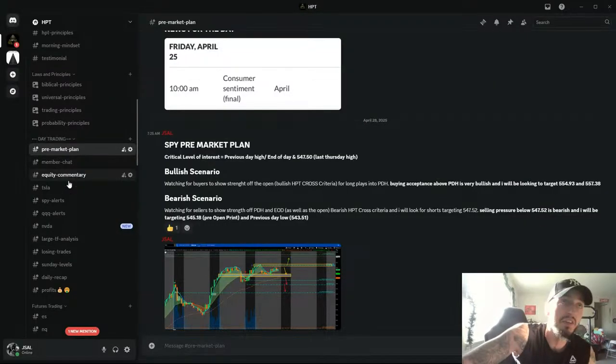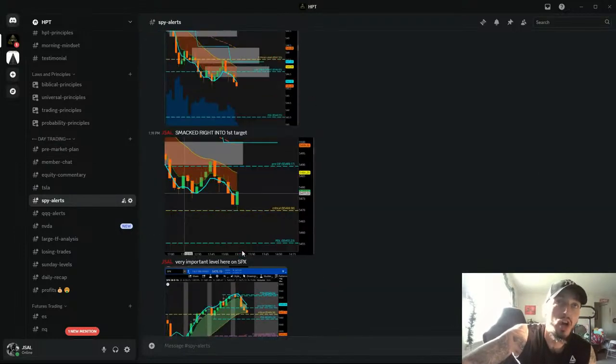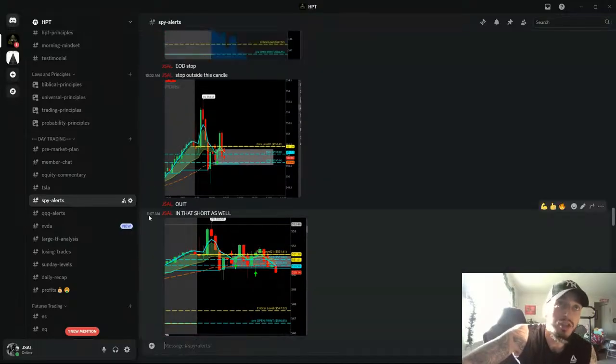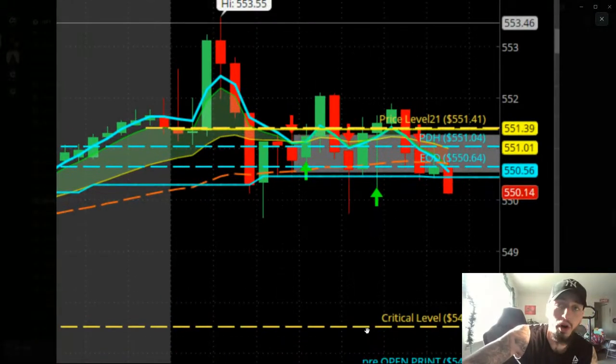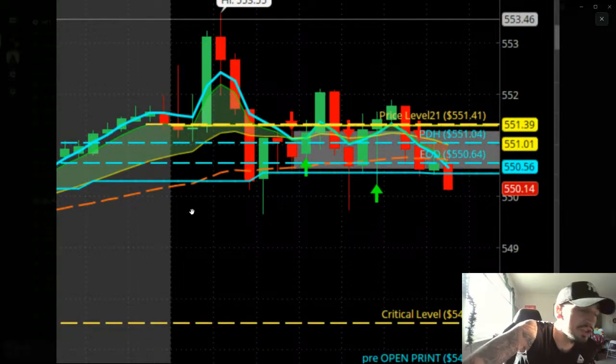So you guys know I love being transparent. So let's whip out SPY so I can show you exactly where I called this out for the team, right? So at 11:07 a.m., I'm in the market short. Why? Let's talk about it. Look at all this chop.